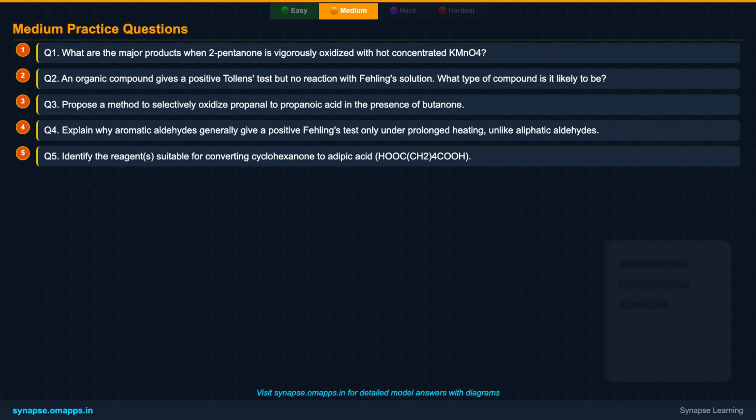Pay close attention to the reagents and the structure of the reactants. Think about whether C-to-C bond cleavage will occur. Good luck with these problems.